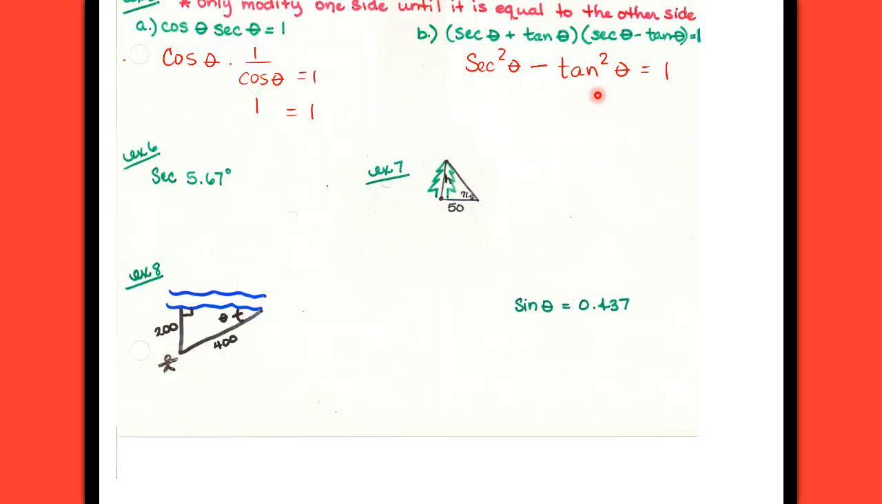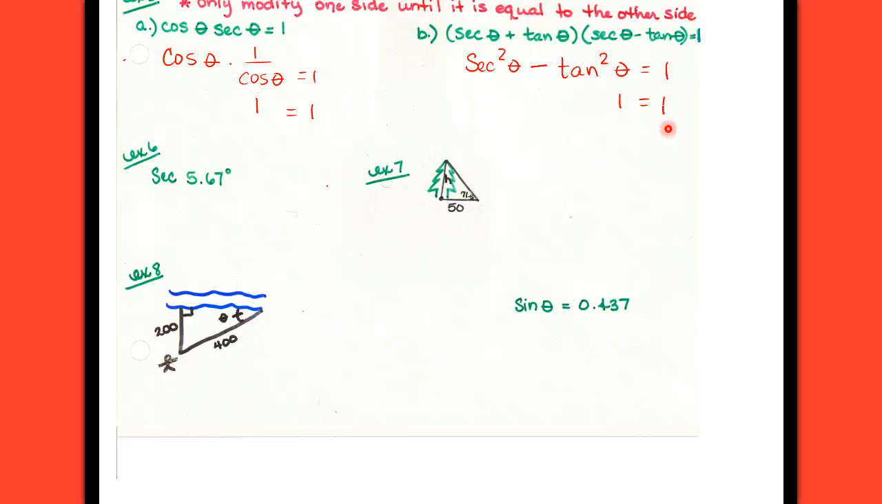And if you look across at several of the different ways we noted to write that, one of them is secant squared minus tangent squared is equal to 1. So this secant squared minus tangent squared is equal to 1, and so I've modified my left-hand side until it equals my right-hand side. So we've basically proven that identity. All right, look at example number 6.